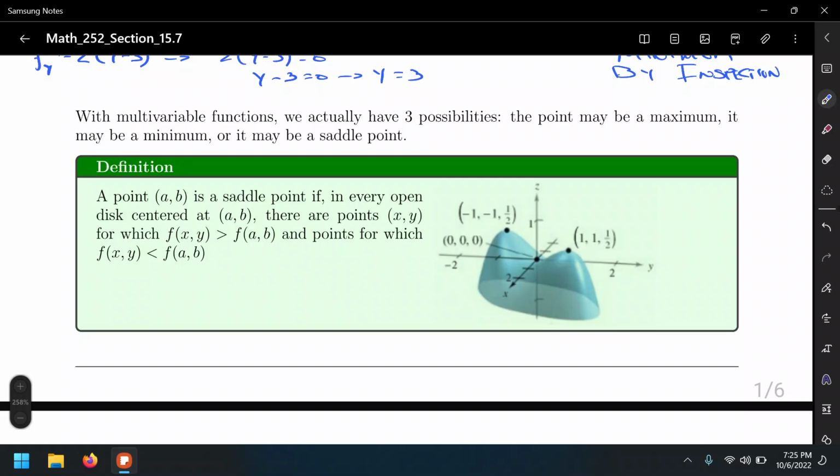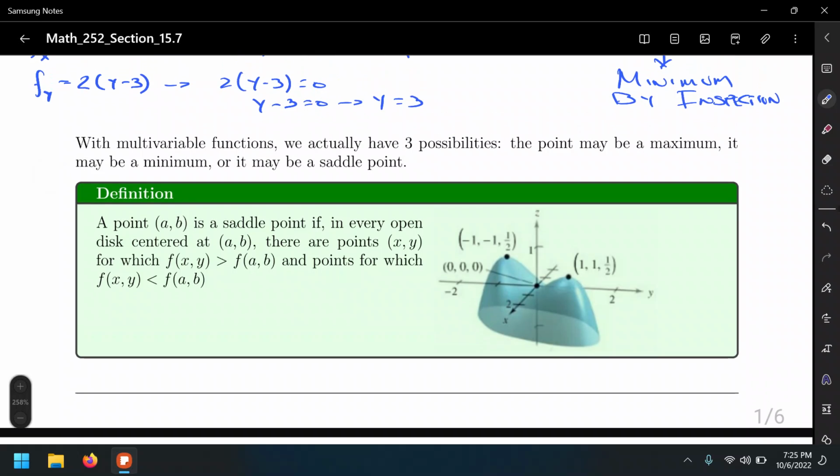So in Calc 1, we got maximums and minimums. However, in 3D surfaces, we're going to learn about new kinds of points. So we will have three possibilities. Number one, we may have a maximum, we may have a minimum, or we may have a saddle point. It's kind of a weird point.